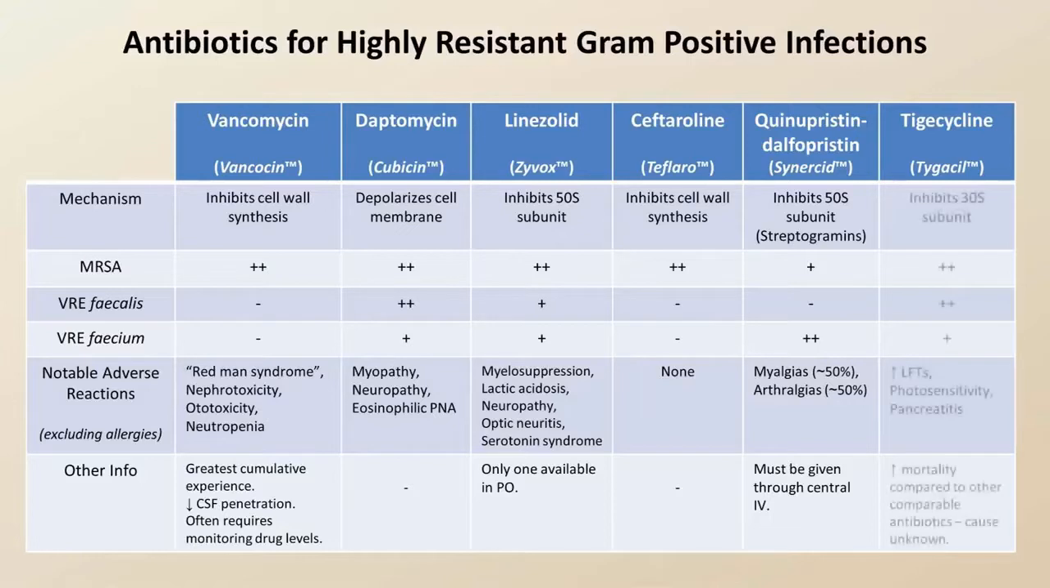Finally, tigecycline inhibits the 30S ribosomal subunit. It's active against all 3 bacteria. It can increase LFTs, causes photosensitivity, and may very rarely cause pancreatitis. In 2010, the U.S. Food and Drug Administration released a statement that tigecycline was associated with a very small but statistically significant increased risk of death compared to other similar antibiotics.